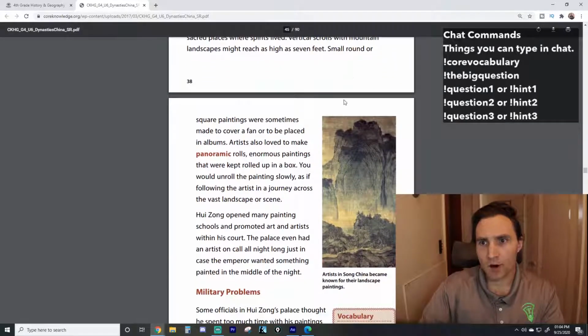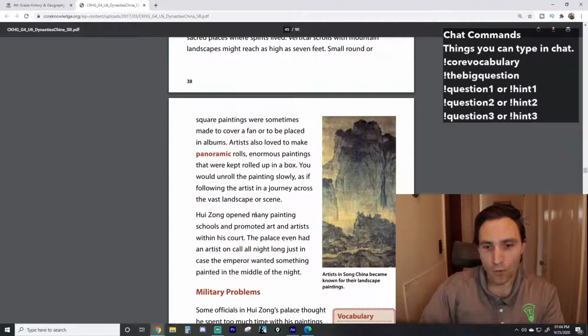Small, round, or square paintings were sometimes made to cover a fan or to be placed in albums. Artists also loved to make panoramic rolls, enormous paintings that were kept rolled up in a box. You would unroll the painting slowly as if following the artist in a journey across the vast landscape or scene.